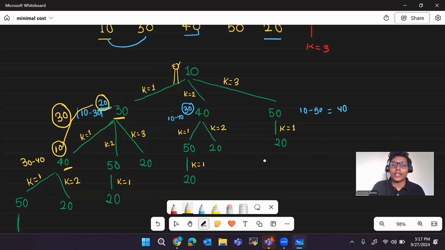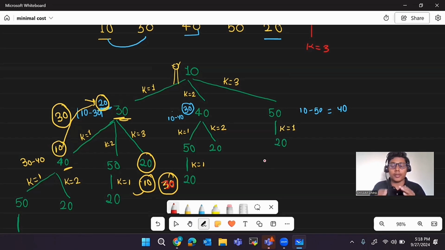Now, if I decided to go from 30 to 20 directly, then what will be the cost? It will be 20, and then 20. What will be the cost to reach from 30 to 20? It will be 30 minus 20, which is going to be 10. So total cost is 20 plus 30, which is, total cost is 30. And now you can see we have reached our destination.